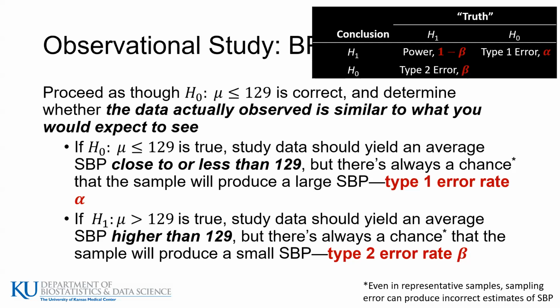So what type of error we make depends on the conclusion and the truth. So type 2 error is related to the power. So you may have heard that term. So if beta, or the type 2 error rate, is 10%, then we would have 90% power in our study. If beta is 20%, we would have 80% power. So we're going to first focus on the type 1 error rate and how we know that for a particular study.